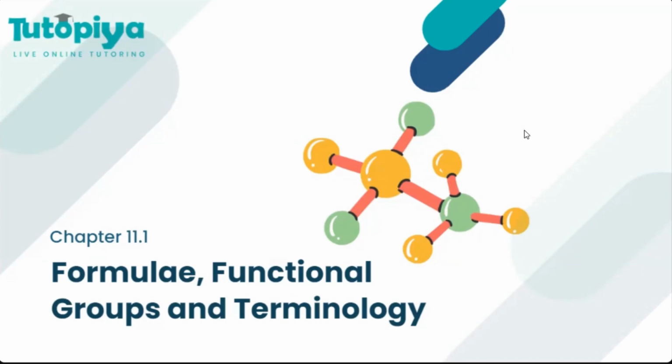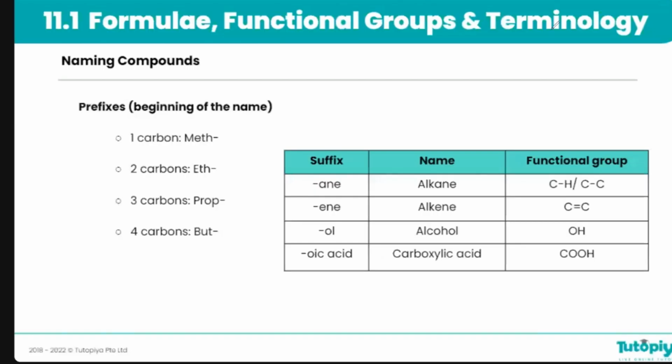Hello everyone. Today we are covering a topic from IGCSE Cambridge Chemistry, lesson Organic Chemistry, topic Formula, Functional Groups and Terminology. We know by now that in organic chemistry we talk about compounds made of mainly carbon, hydrogen and oxygen. Depending on the number of carbons in the compound and the functional group, there are many different organic compounds. So it's important to indicate both the number of carbons and the functional group when naming the compound.